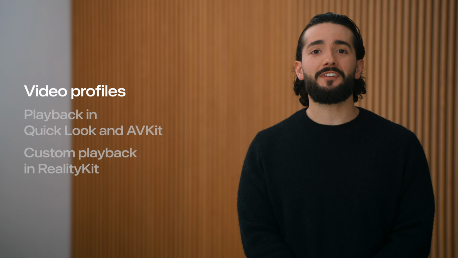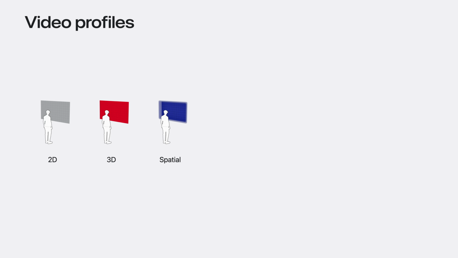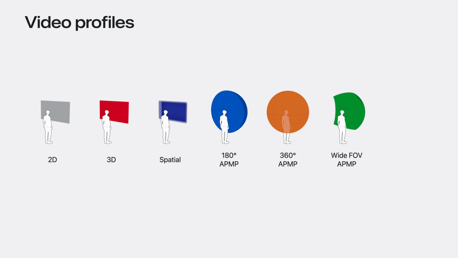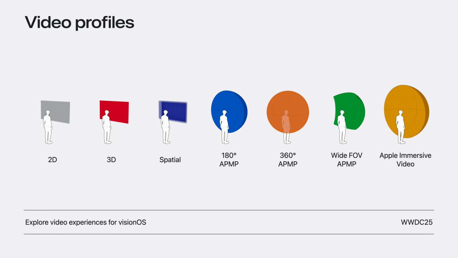I'll start by reviewing the different types of video profiles supported in visionOS 26. In visionOS 1, 2D and 3D video were the main way of offering video playback in applications. Spatial media enable people to shoot compelling stereo content and enjoy their creation in an immersive way. visionOS 26 now includes Apple Projected Media Profile, or APMP, for 180, 360, and wide field of view videos. And for the ultimate immersive experience, there's Apple Immersive Video. Each of these profiles are unique in their own way. If you're unfamiliar with the terms, the Explore Video Experiences for visionOS session will have you covered.